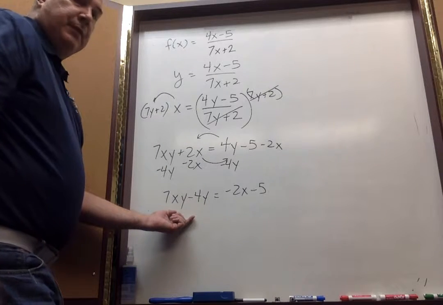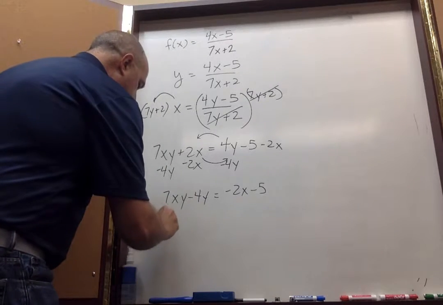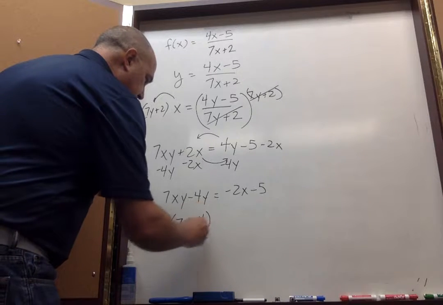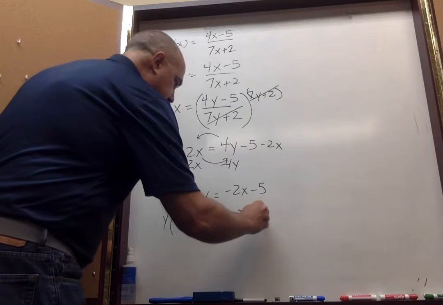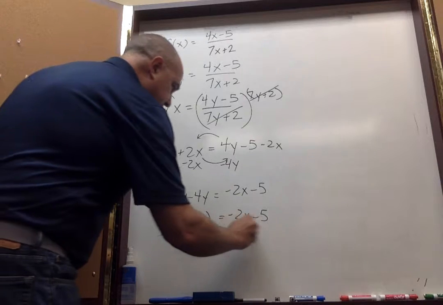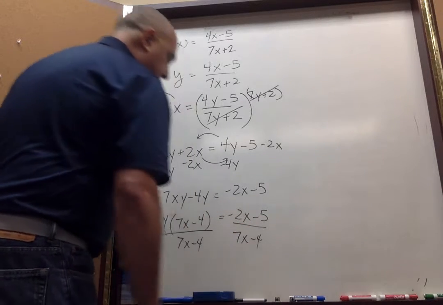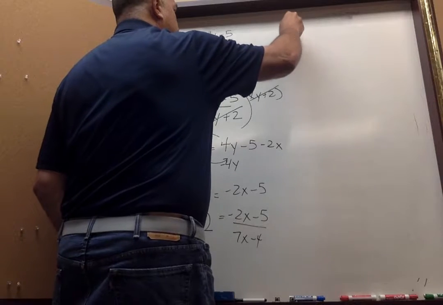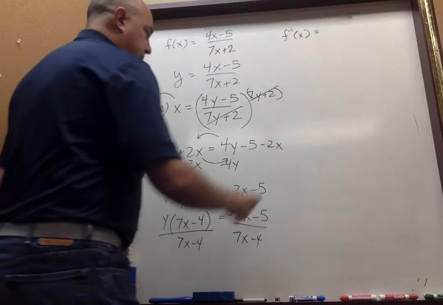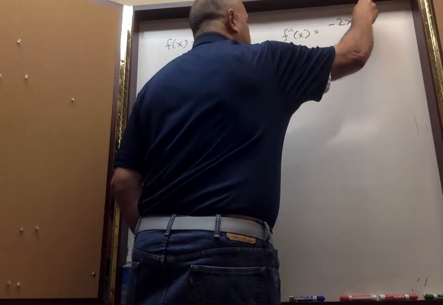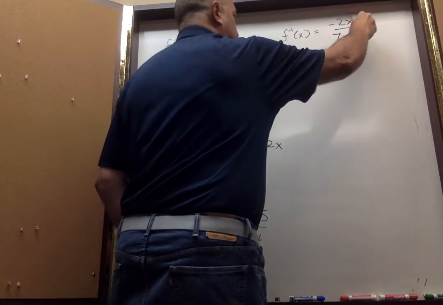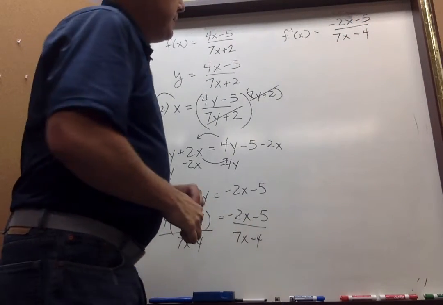And now, since all of these terms on the left have a y in them, I'm going to factor that y out. And I get that. And now it's just simply a matter of dividing both sides by 7x minus 4. And so the inverse is equal to negative 2x minus 5 over 7x minus 4. Okay, so there's the inverse.